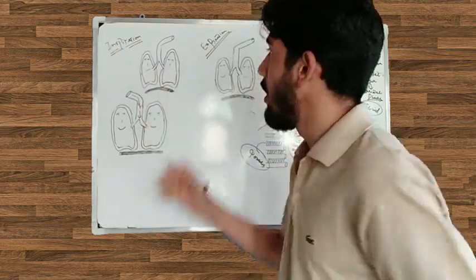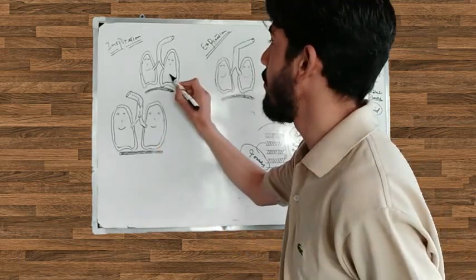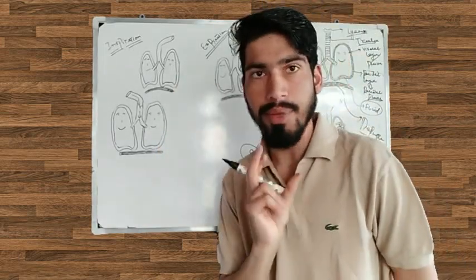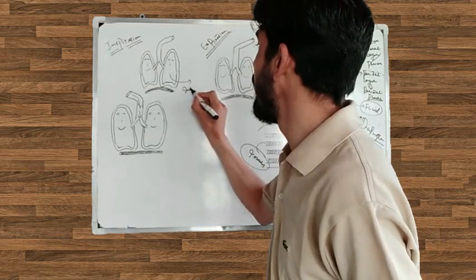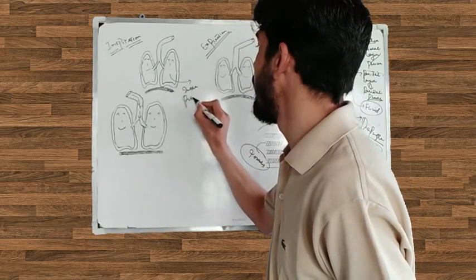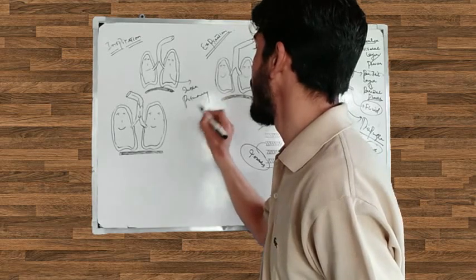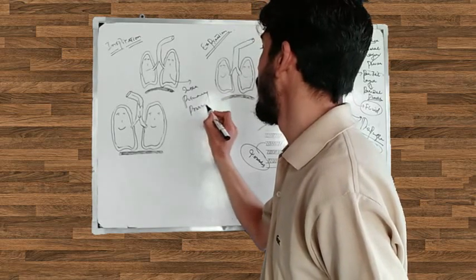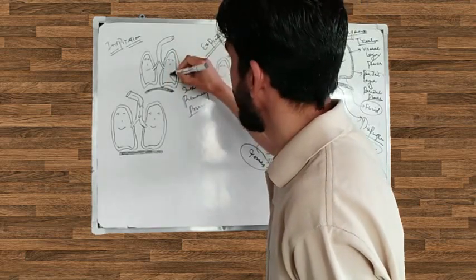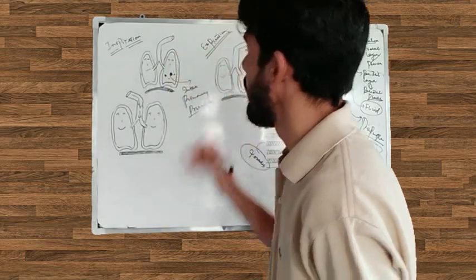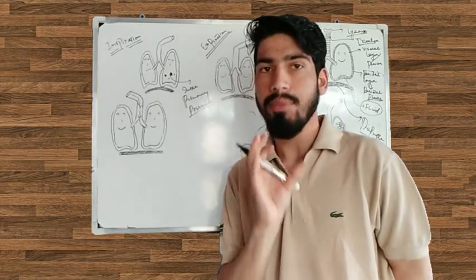What happens in inspiration? Actually, in between the lungs there is a pressure present. Okay, this pressure is called the intrapulmonary pressure. What is the job of this pressure? I will talk about this. There is a pressure present that's called the intrapulmonary pressure.